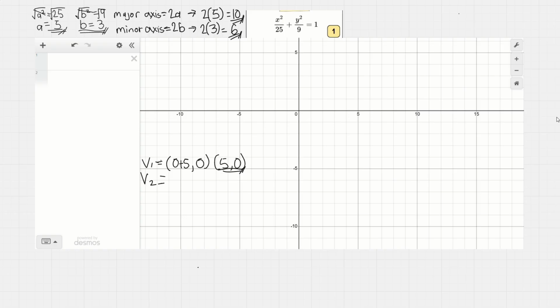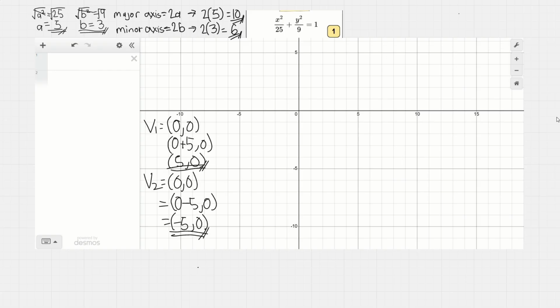Let's head to our vertex 2. We have 0, and this time we subtract: 0 minus 5, comma 0. So we have negative 5, comma 0. So those are both our vertices.